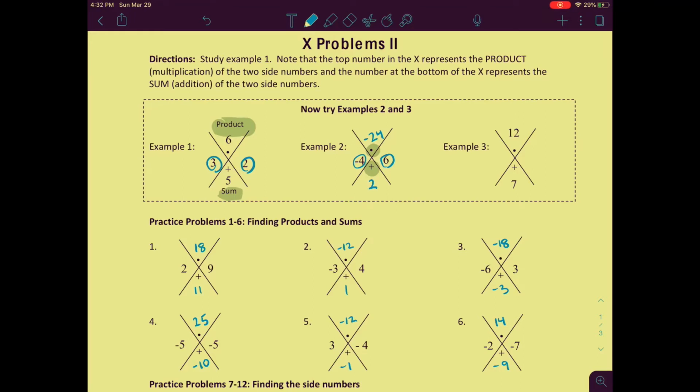I hope you did well on 4 through 6. If you made any mistakes, just learn from your mistakes. Be very careful here, because you have to be very good at multiplying integers and adding them as well.